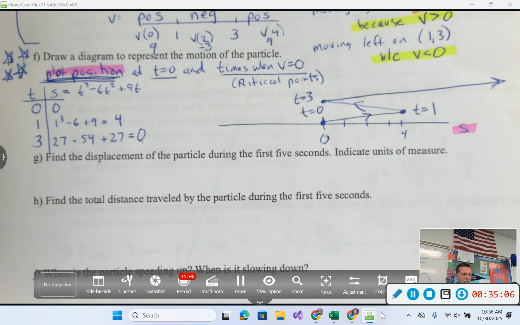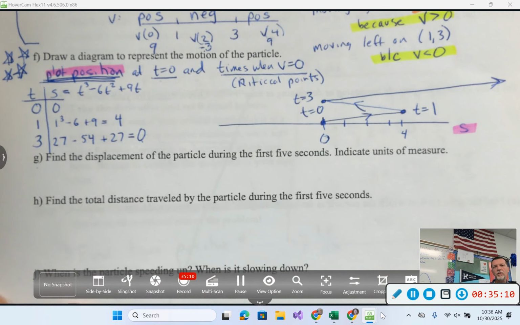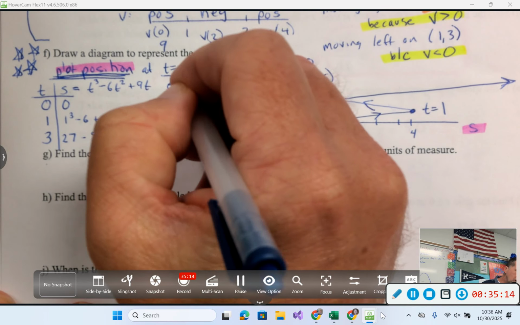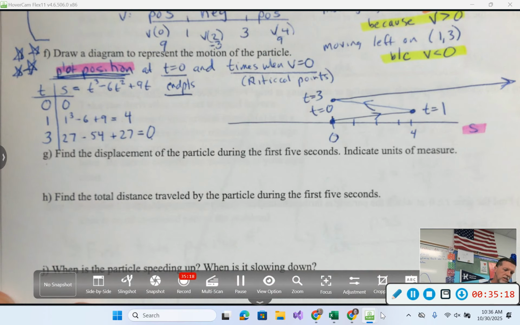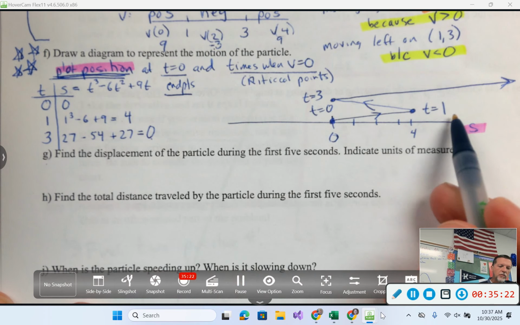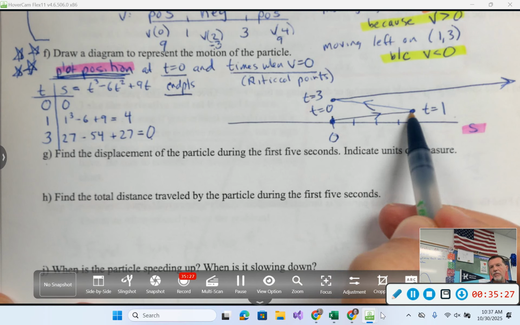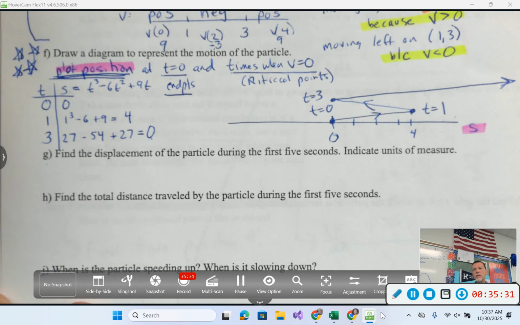So you plot position, use endpoints and critical points. You were used to making tables with endpoints and critical points. Draw a diagram to represent the motion of the particle. So you finish and you get a picture of what the particle did. It started at 0, it moved to the right 4, then it moved backwards back to 0, and then it took off from there.